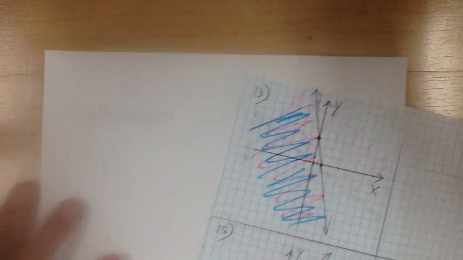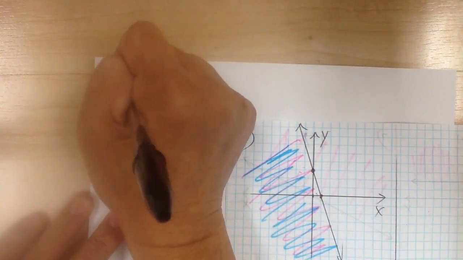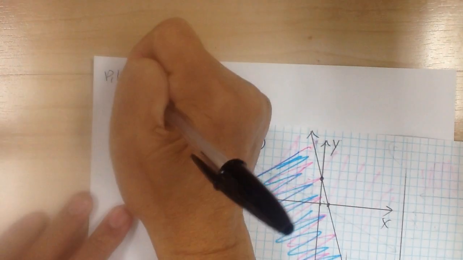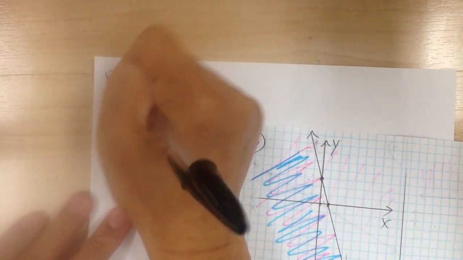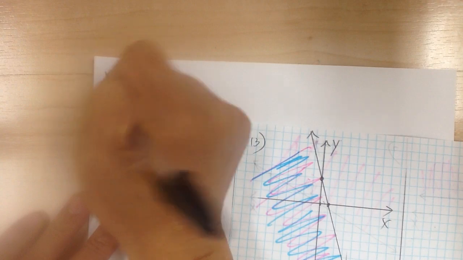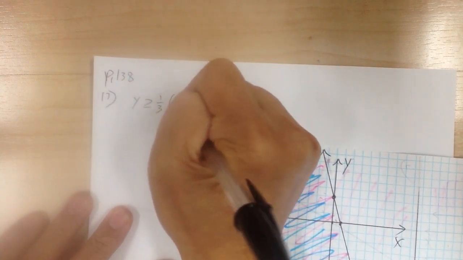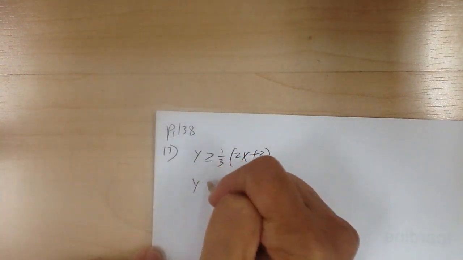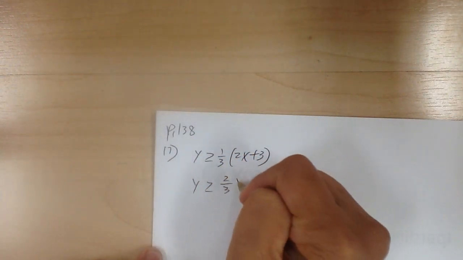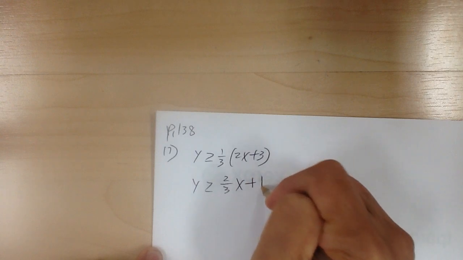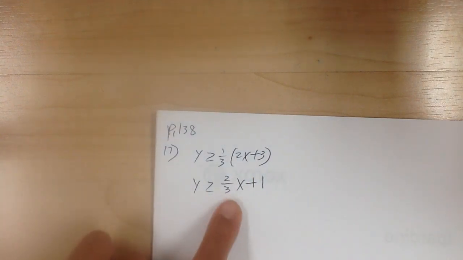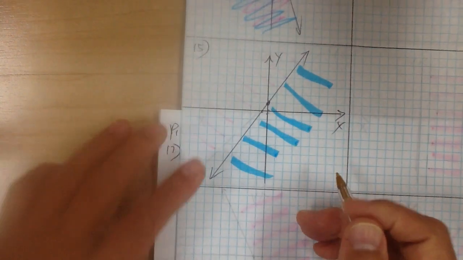Okay, let's go to the next one. Next one is 17. You've got y is greater than or equal to 1/3 times (2x plus 3). So first let's work these things out. Let's multiply everything out. So y is greater than or equal to 2/3 x plus 1. Okay, so it's not too bad. So that's your slope-intercept form.